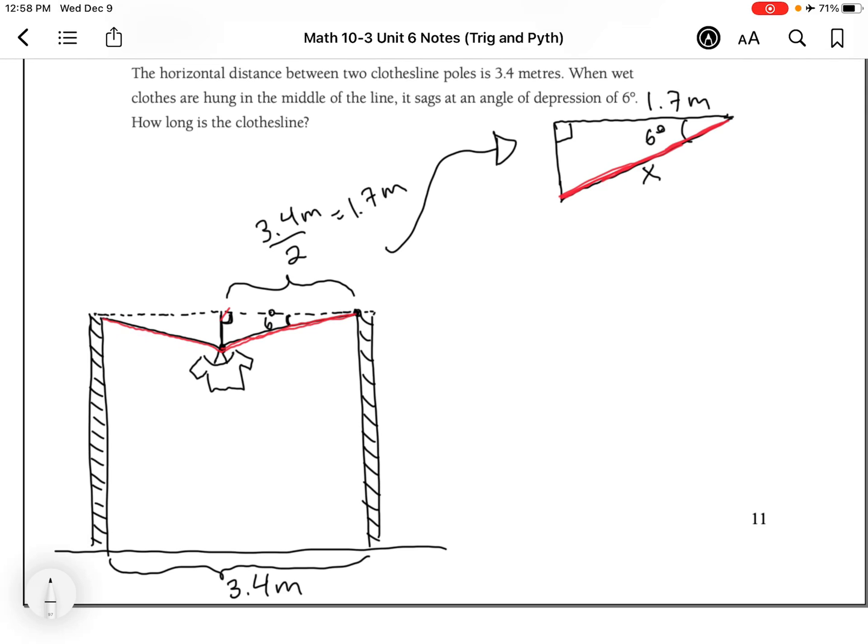Again, if I'm looking for a side length, then I must know an angle and a side. So I'm going to use the angle that I know to label my sides. I'm going to start with my right angle, which is right here. I'm going to go across from it. This one is my hypotenuse.